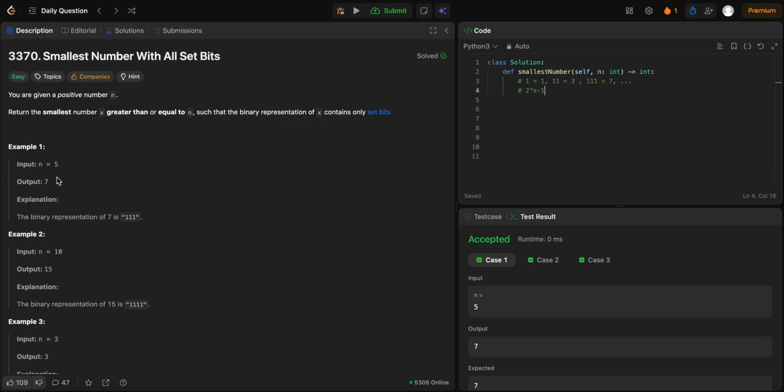So what is basically happening is we just need to find the power of 2 which is greater than n, and you can return this number minus 1.